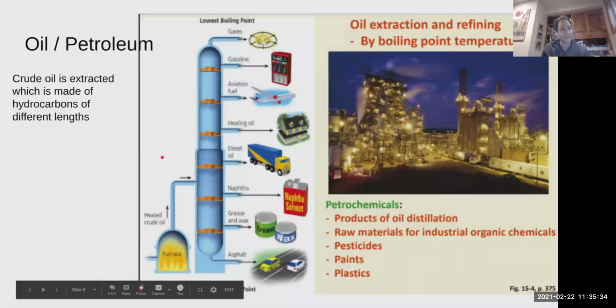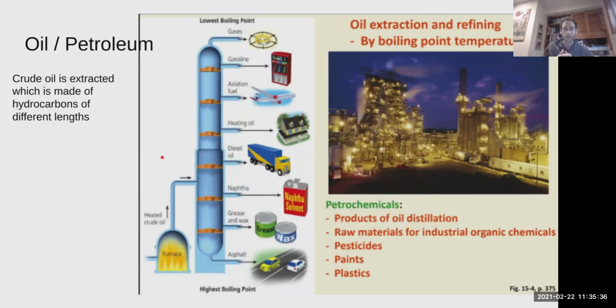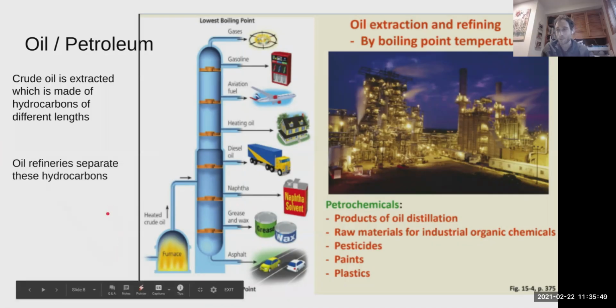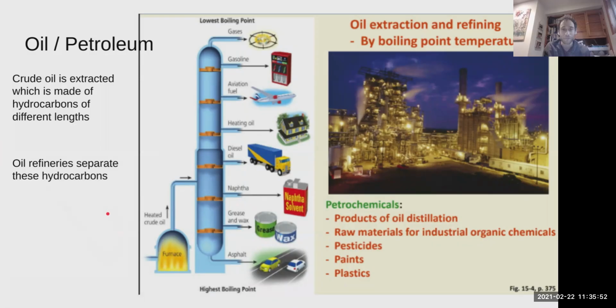And so what you can do, because they have different boiling points, is take this crude oil and heat it up. Because they have different boiling points, different gas phases, you can separate them out at different temperatures. And that is what oil refineries do. They separate these hydrocarbons because we use oil for a lot of stuff, not just energy, not just transportation. Oil is the raw ingredient for a lot of things. It's in paints, in plastics, it's in pesticides. It is a really, really valuable thing. So that's what refining oil is.